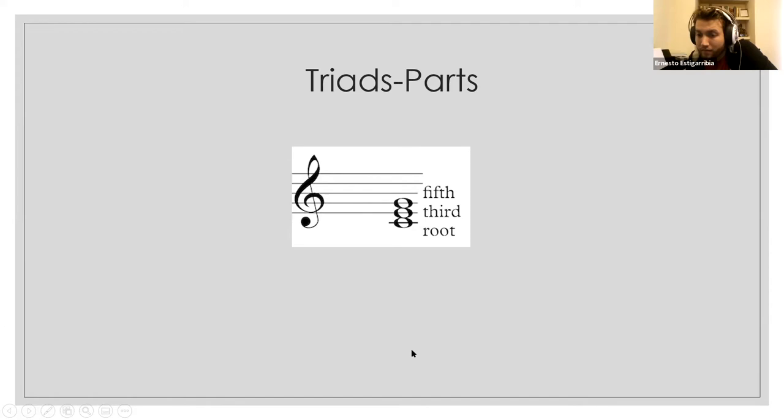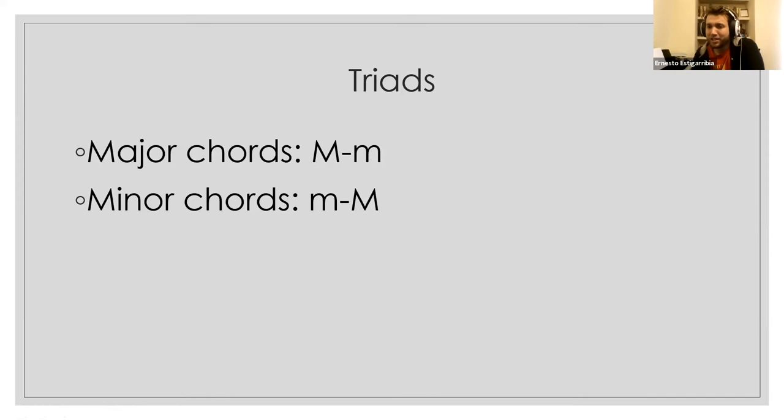Minor? Minor, exactly. So what we just learned now is that the major chord has a formula. And this is just like the formula that you learn in math or in chemistry if you're older. The major chords have a major third on the bottom and a minor third on top of it. Minor chords are reversed. It's minor and then major.